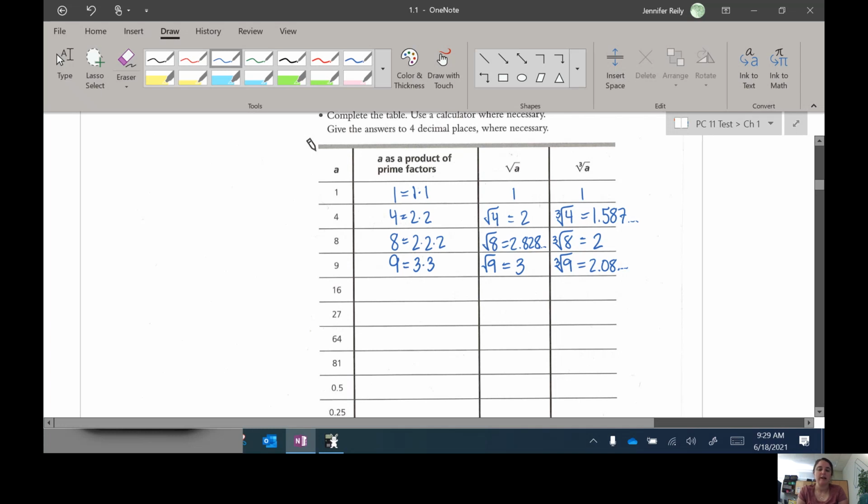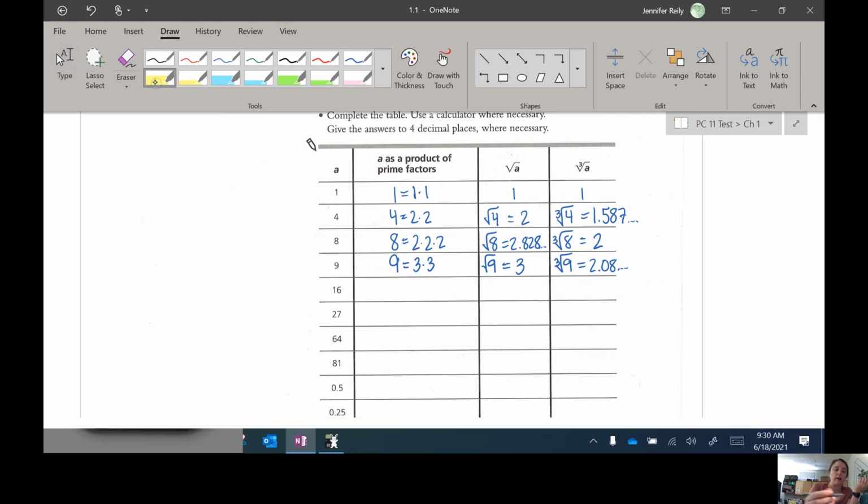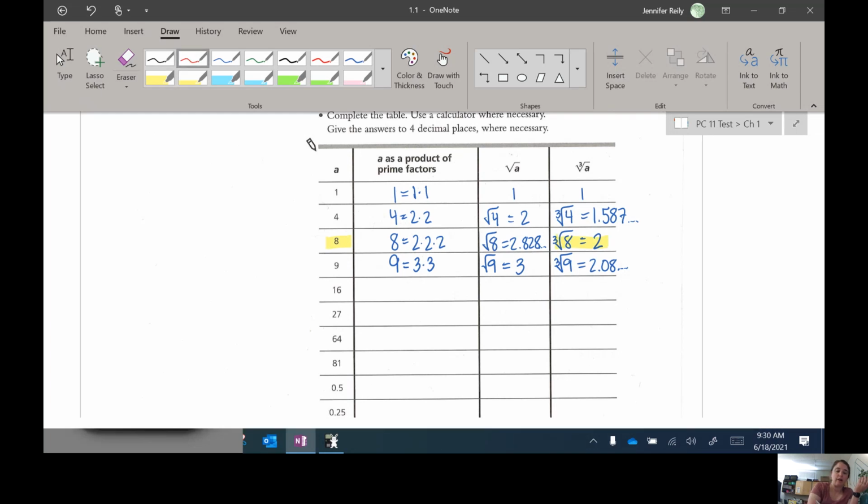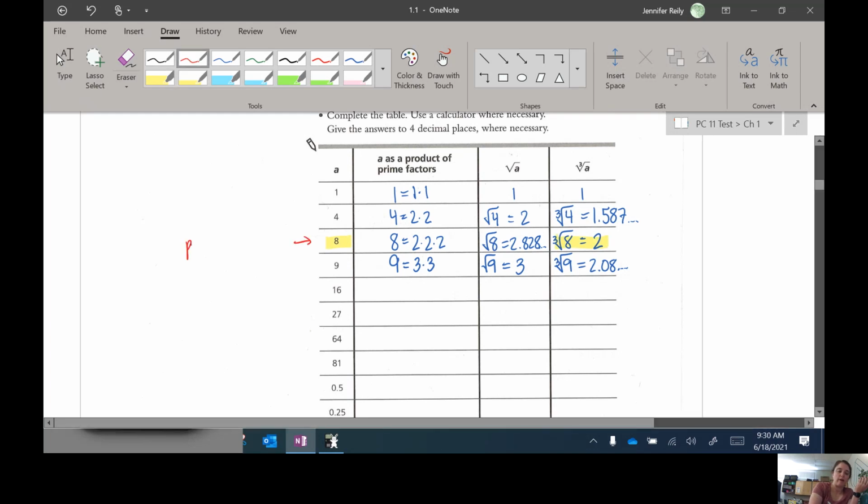Okay, so you get the idea. Some numbers are perfect squares and you can take their square root and it gives you a nice whole number. And some numbers are perfect cubes, and if you take their cube root, you get a nice whole number. So the number here, 8, we call that a perfect cube, because if you take the cube root, it works out nicely into a whole number.